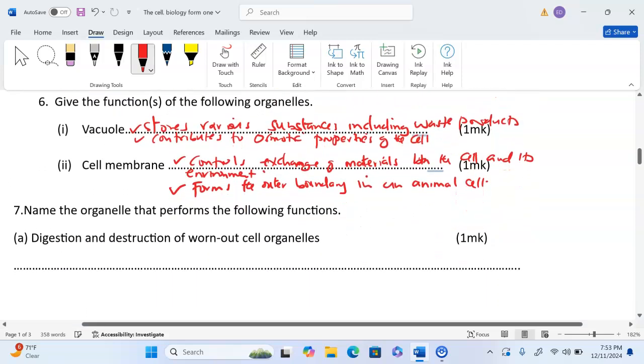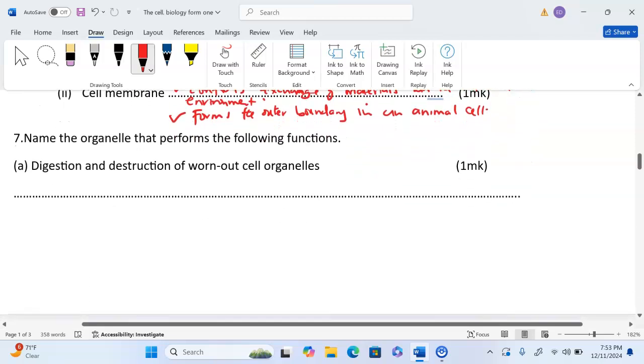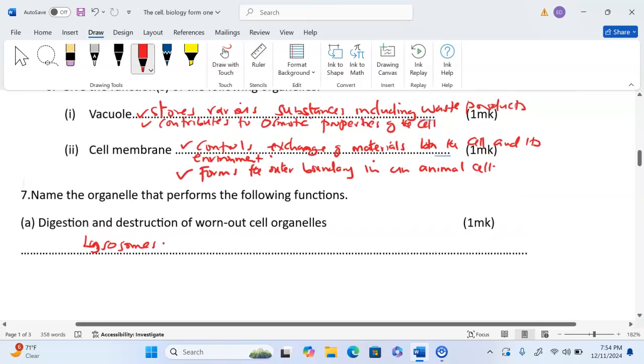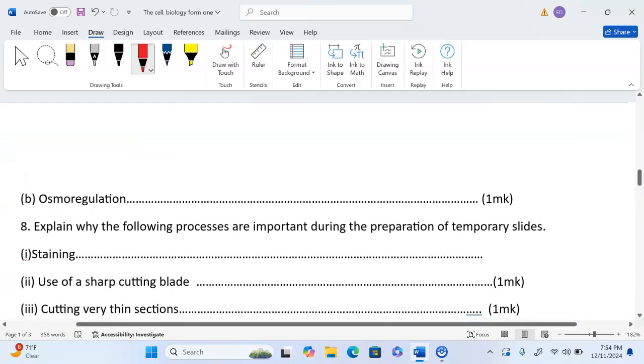We go to question number 7. Name the organelle that performs the following functions: digestion and destruction of worn out cell organelles. These are lysosomes. We go to B, osmoregulation. This is the contractile vacuoles.